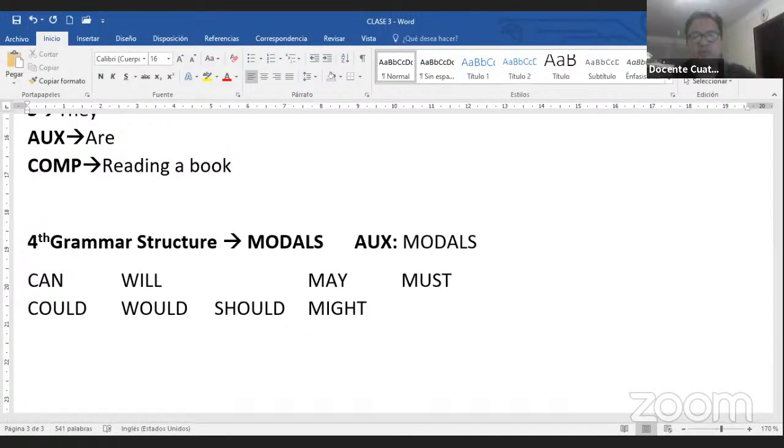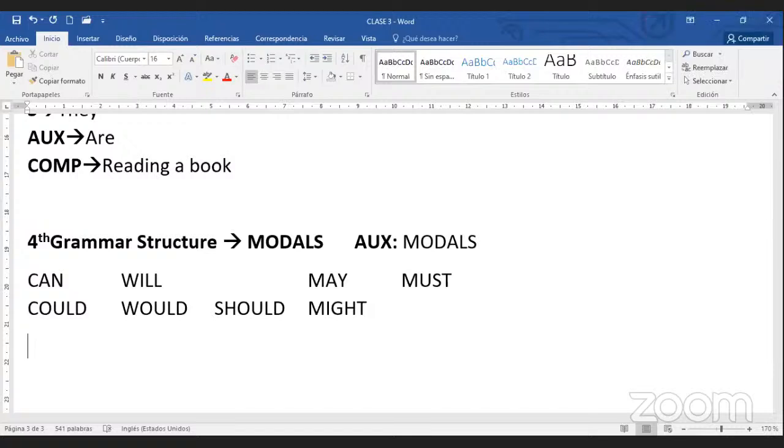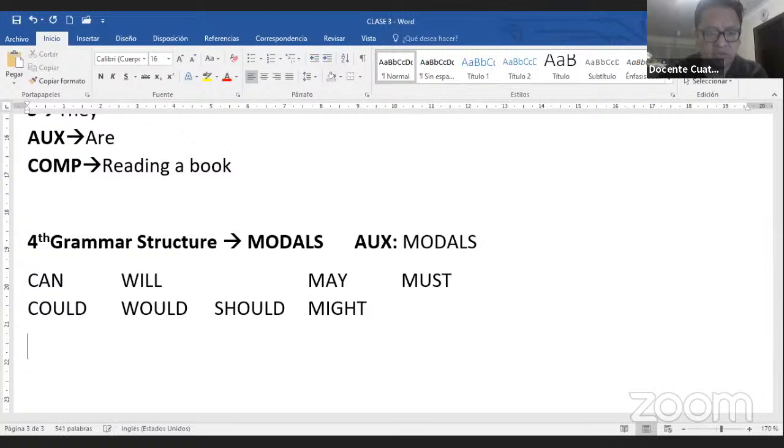First, we have to remember one thing. Modals don't have a translation in Spanish. Many people tell you, can is poder, could is this, should, debería. That's not really correct. They don't have a translation. We have to understand the expression in Spanish. But what's the function of the modals? What do they do?